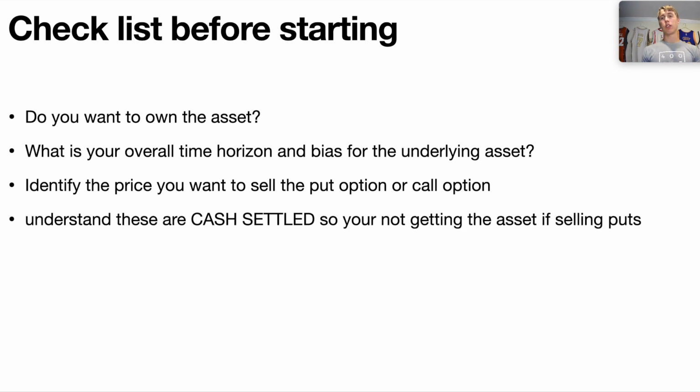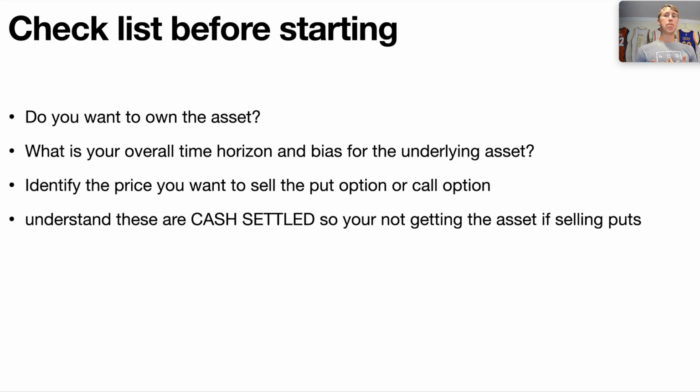Next, you also want to understand that the options platforms we're going to use for crypto are cash settled. So when you're selling puts, if you remember, when you buy a put, that means you're bearish because you're buying the right to sell a certain stock or an asset at a certain price. Let me give you an example. Ethereum's trading at $1,000 and I'm bearish. I think ETH is going to $500.